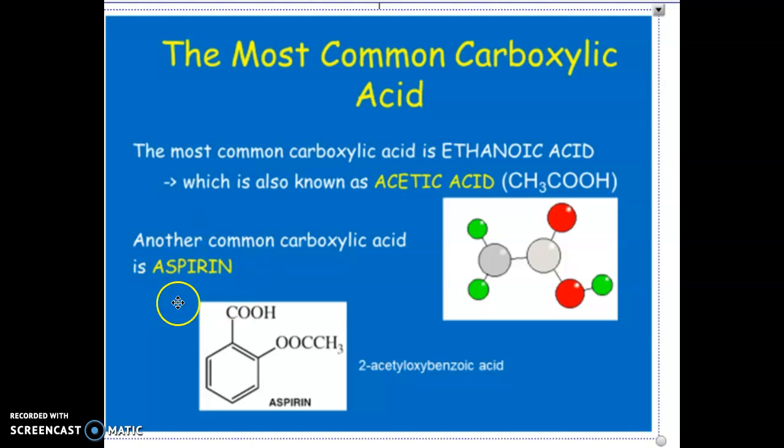Of course, we can have more and more complexity here. So aspirin, which is commonly used, let's say, for if you have a headache, pain relief. Aspirin is also a carboxylic acid. And of course, we don't name this. When you go to the pharmacy, you don't ask for 2-acetyl-oxybenzoic acid. Typically, you just say, where's the aspirin? Okay, but it does have a proper IUPAC name.